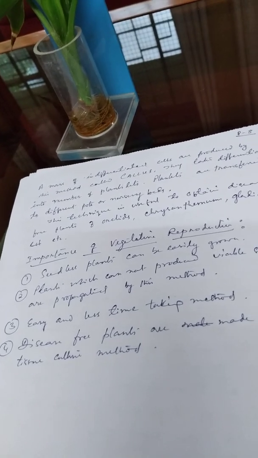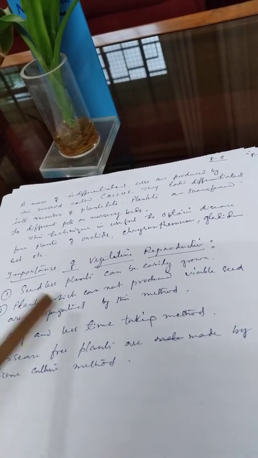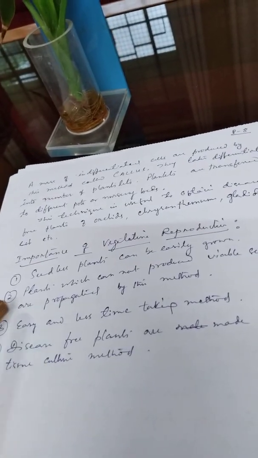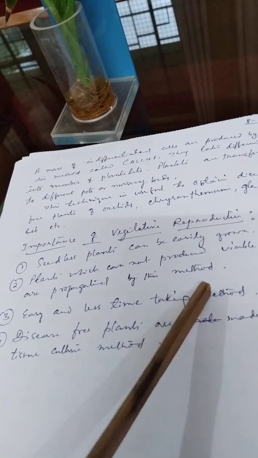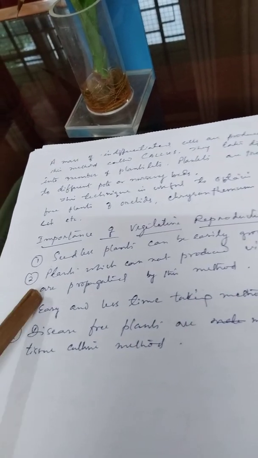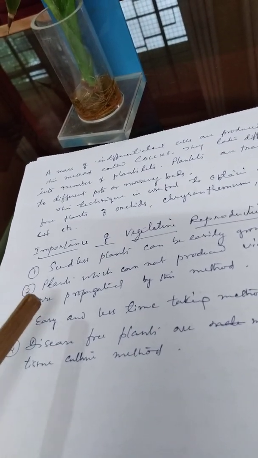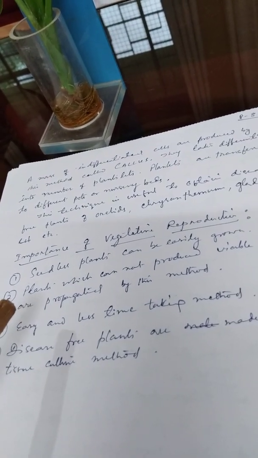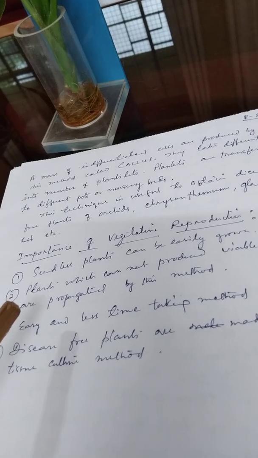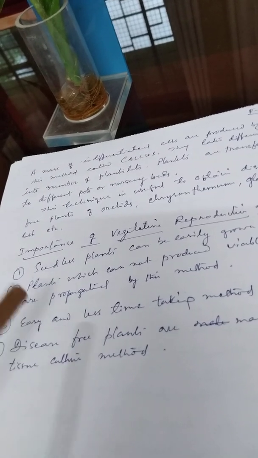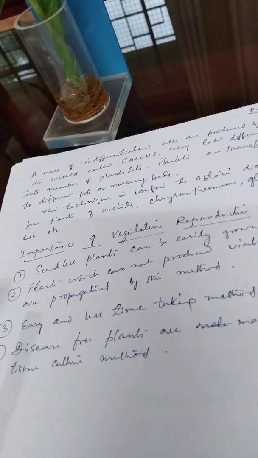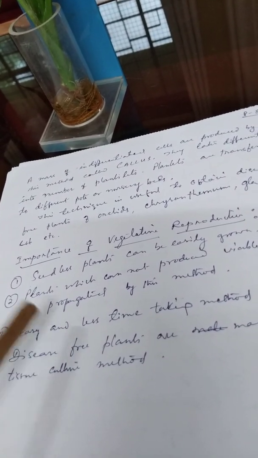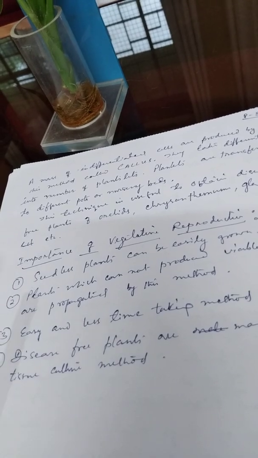Number two, plants which cannot produce viable seeds are propagated by this method. That means the plants which have fruit and seeds, but the seeds are not viable. That means the seeds cannot germinate to give rise to a new plant. Hence the propagation of that plant is only by this vegetative method.